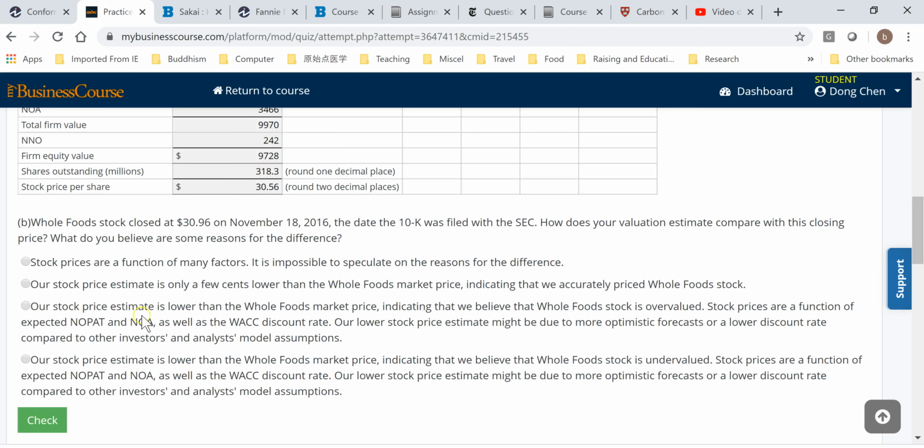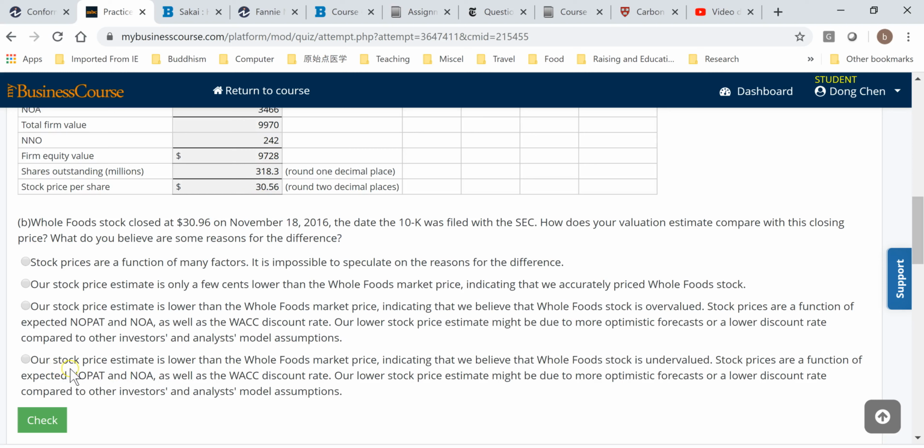Our stock price estimate is lower than the Whole Foods market price, indicating that we believe that Whole Foods stock is overvalued. Stock prices are a function of expected NOPAT and NOA, as well as the WACC discount rate. Our low stock price estimate might be due to a more optimistic forecast. This is obviously not correct, right? If it's a more optimistic forecast, then our estimated price should be higher than the actual price, not lower.